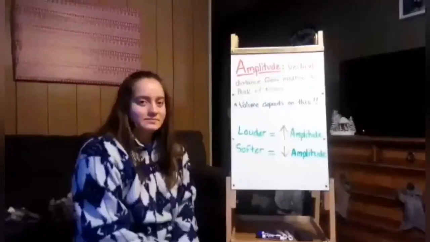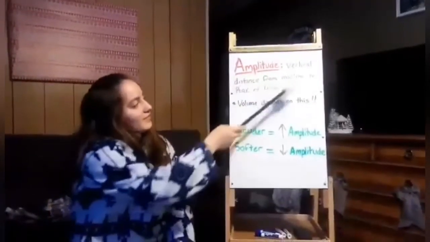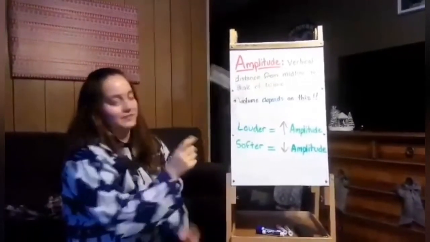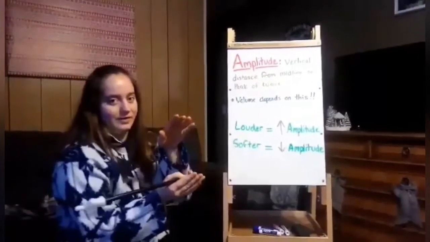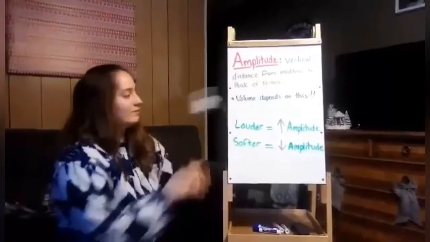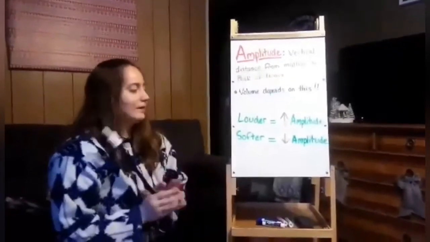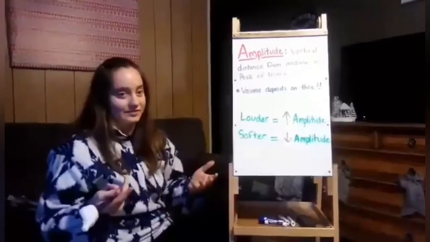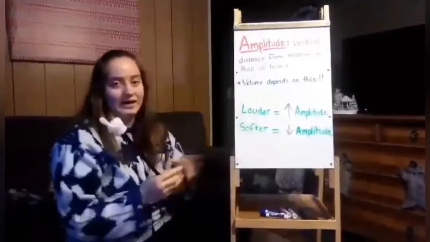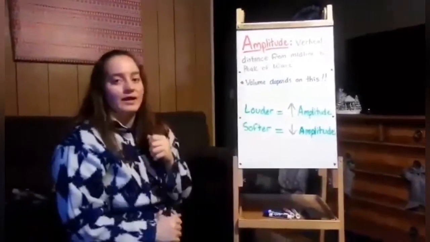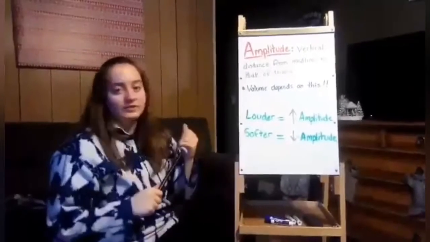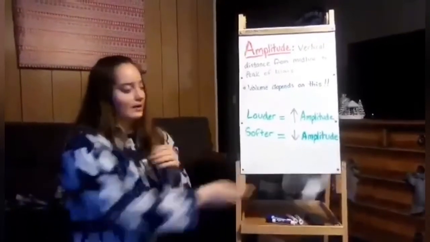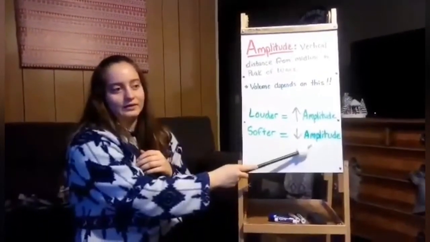So as we just discussed before, the vertical distance from the midline to the peak of the wave is known as our amplitude. And volume is very dependent on the amplitude. So if you're going to have a louder sound, you're going to have a higher amplitude on your wave. And if you were to reverse that, a softer sound would result in a lower amplitude on your wave.